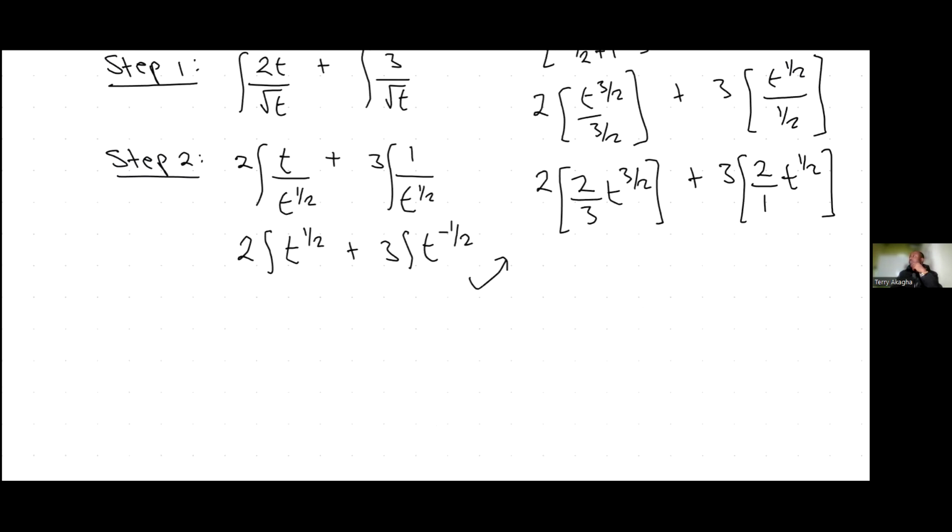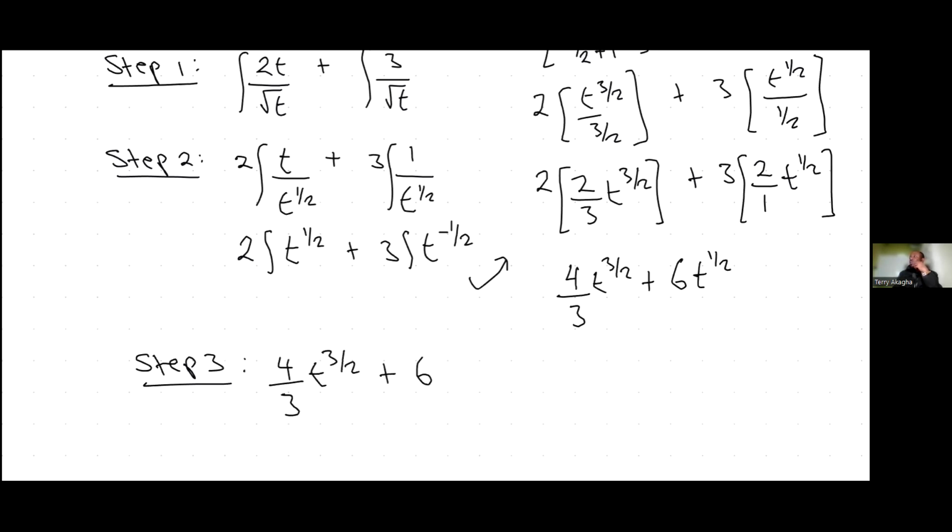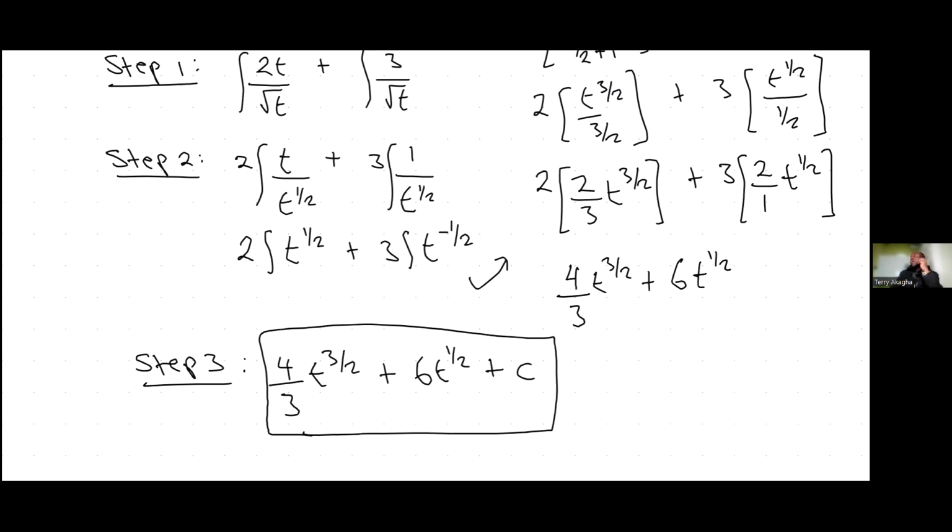Okay. Then the next thing we're going to do is that we're going to open the bracket now. So it's going to be t times this, which is going to give us 4 over 3 t 3 over 2. Are you seeing it? Plus 3 times 2 will give us what? 6 t 1 over 2. Then on step 3, we then add what? C. So it's going to give us 4 over 3 t 3 over 2 plus 6t 1 over 2 plus c. And that will be the answer for that. Okay?